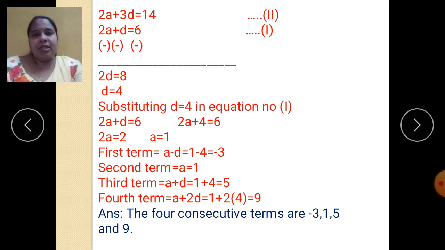What are the steps in the sum? First step is assumption for those 4 consecutive terms. Reading the 2 conditions given in this, you have to frame 2 different equations. Simplify it, get value of one of the variables, either D or A. Substitute and get the other variable and substitute in the terms to get the 4 terms of this answer. Okay. So let us move to the next sum.